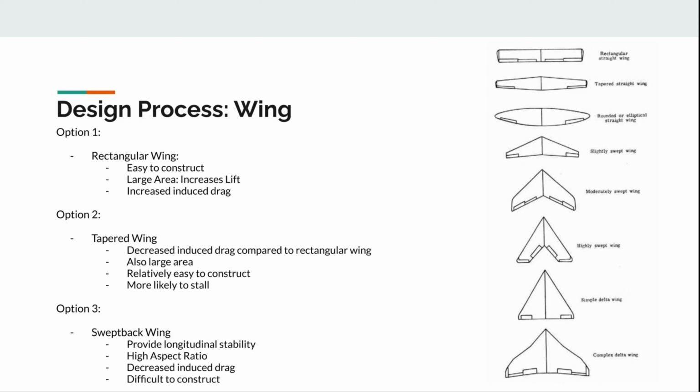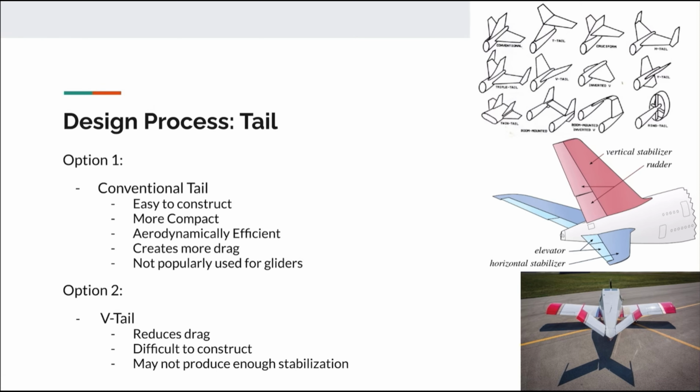My second option was a tapered wing. Some advantages of a tapered wing are that there is less induced drag compared to a rectangular wing, while there will still be a large area, which means lift would increase. It is also relatively easy to construct, but through my research, I found that when tapered wings are not constructed properly, the likelihood of the glider stalling increases greatly. Finally, for swept-back wings, they provide longitudinal stability, have high aspect ratios, decrease induced drag, but are very difficult to construct.